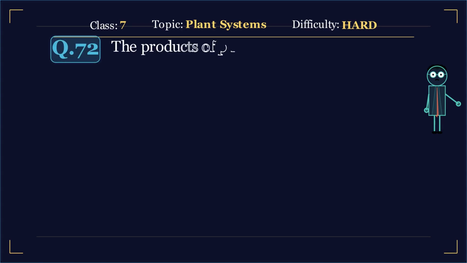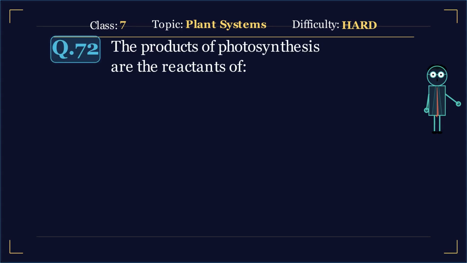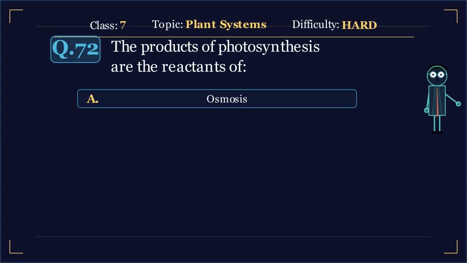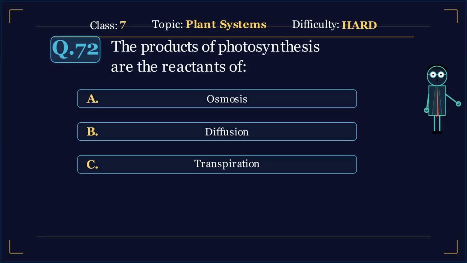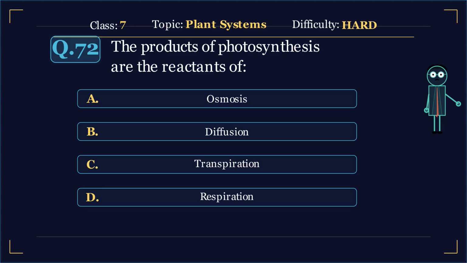Question 72. The products of photosynthesis are the reactants of. Option A, osmosis. Option B, diffusion. Option C, transpiration. Option D, respiration. The correct answer is option D.